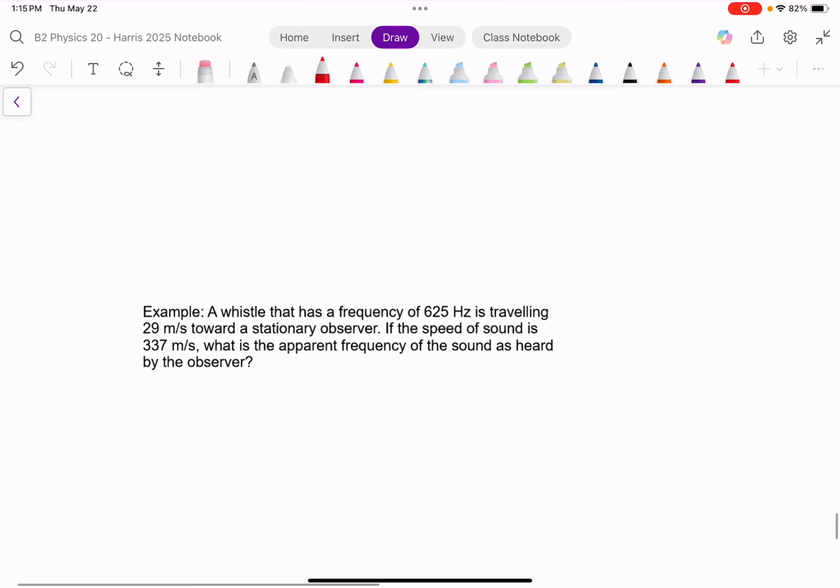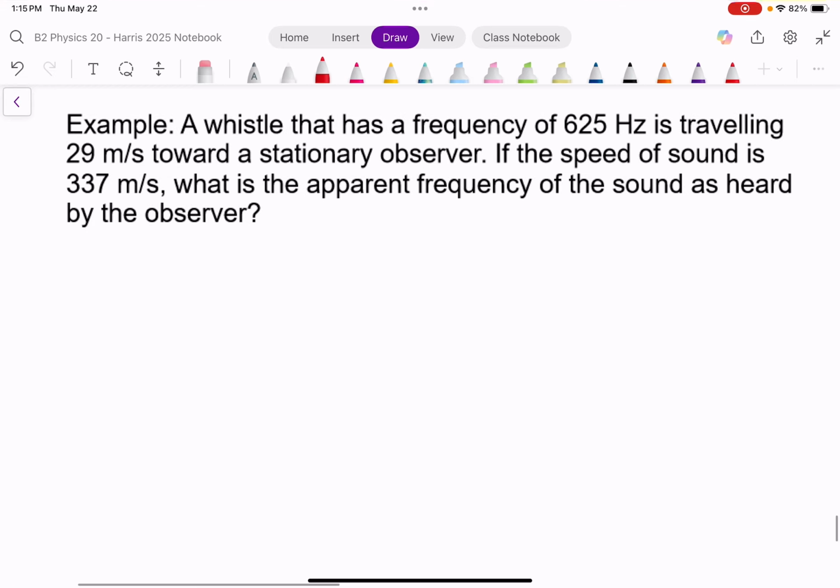So let's do an example. You have a whistle that has a frequency of 625 hertz, and it's traveling at 29 meters per second towards a stationary observer. If the speed of the sound is 337 meters per second, what is the apparent frequency of the sound as heard by the observer? It's important to know that it's a stationary observer because later, in a higher level of physics, it also is going to change if we're moving towards or away from the sound.